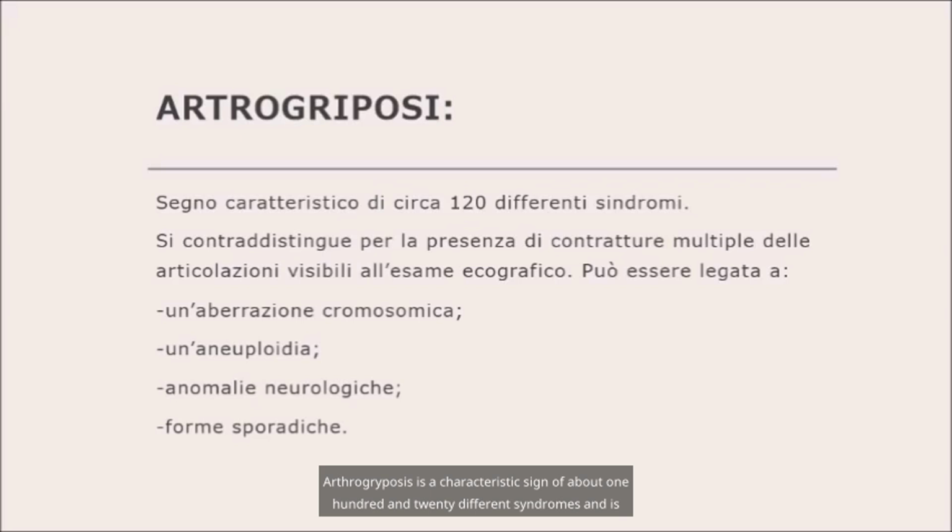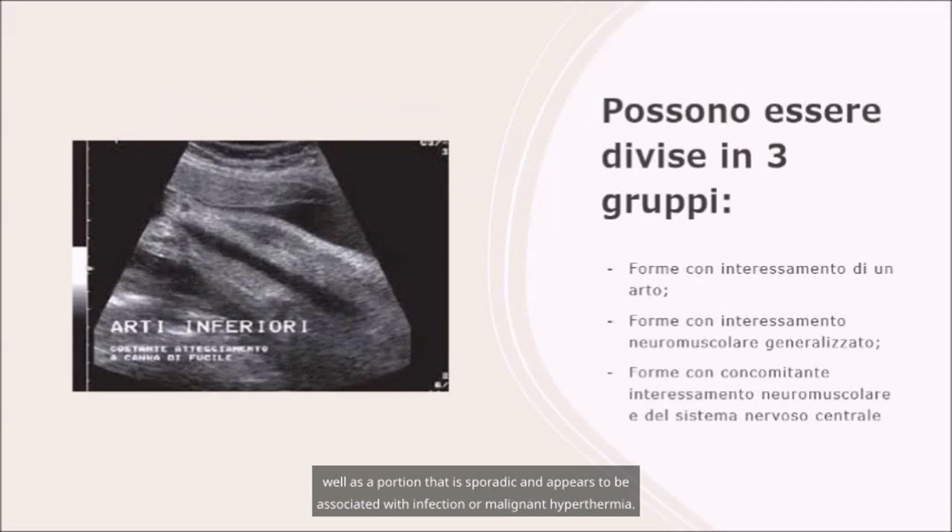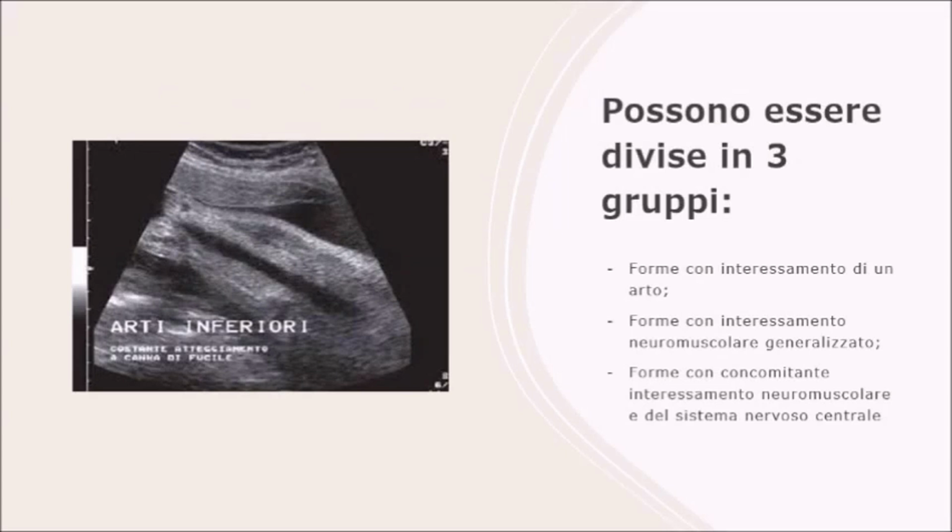Arthrogryposis is a characteristic sign of about 120 different syndromes and is distinguished by the presence of multiple joint contractures visible on ultrasound examination. It can be caused by various conditions, such as chromosomal aberrations, aneuploidies, neurological abnormalities, and sporadic forms. In particular, trisomy 18 is the aneuploidy most frequently associated with arthrogryposis. Other causes may be linked to syndromes inherited in an autosomal dominant, recessive or X-linked manner, as well as a portion that is sporadic and appears to be associated with infection or malignant hyperthermia.